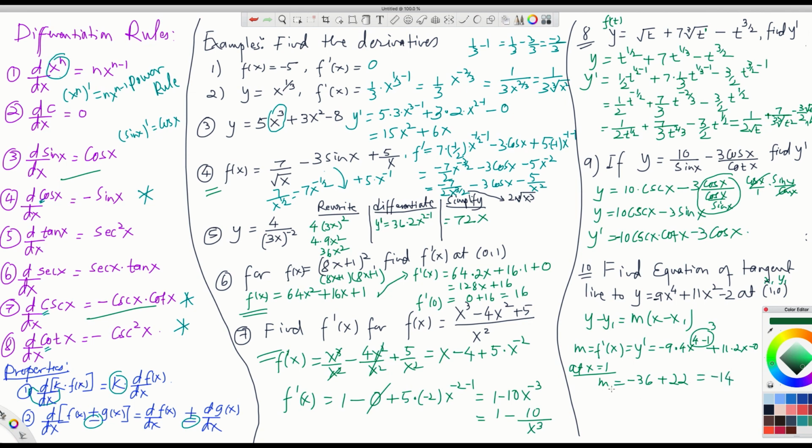So what is the equation of the tangent line then? y minus y1, which is 0, because x1, y1 is (1, 0), equals negative 14 times x minus 1, right? So if you simplify this, you will get y equals negative 14x plus 14. That is the final answer for the equation of the tangent line. So we will basically see some more examples, okay?